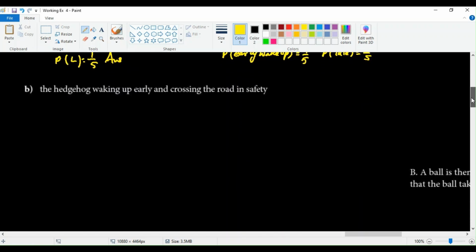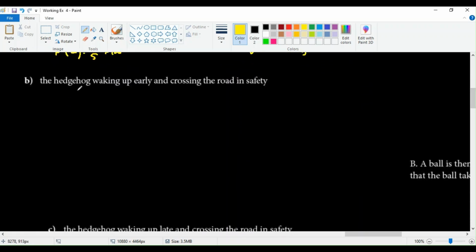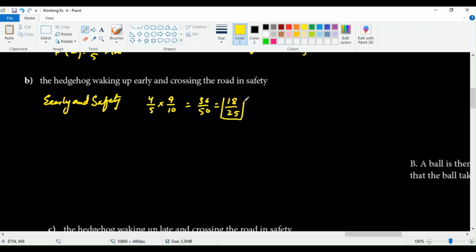Now it says the hedgehog waking up early and crosses the road in safety. So early and safety is going to be early and with safety. It's going to be 4 over 5 multiplied by 9 over 10. So this is going to give us 36 over 50. And once we simplify, it's going to be 18 over 25. This is going to be the answer for this part of the question.